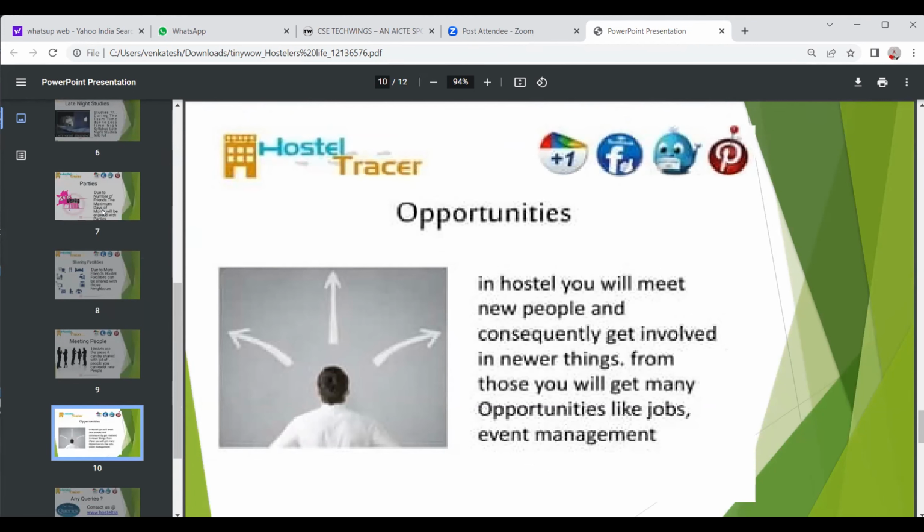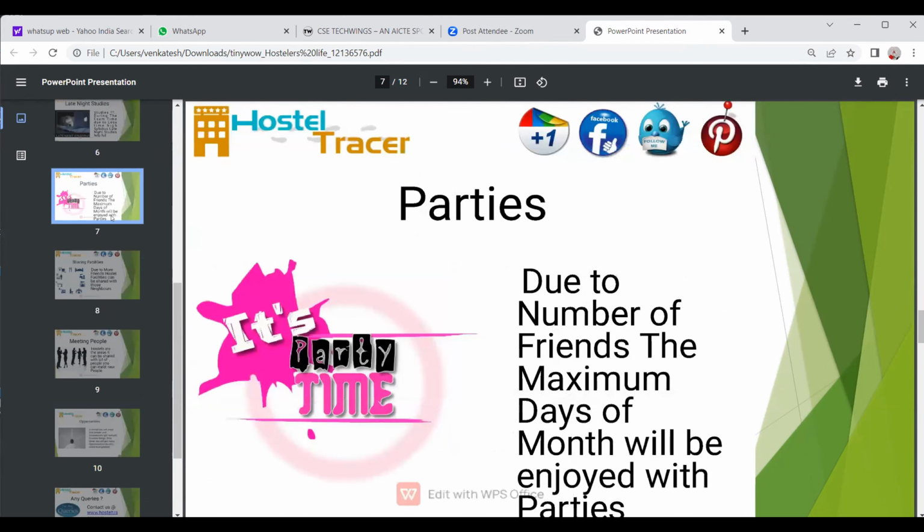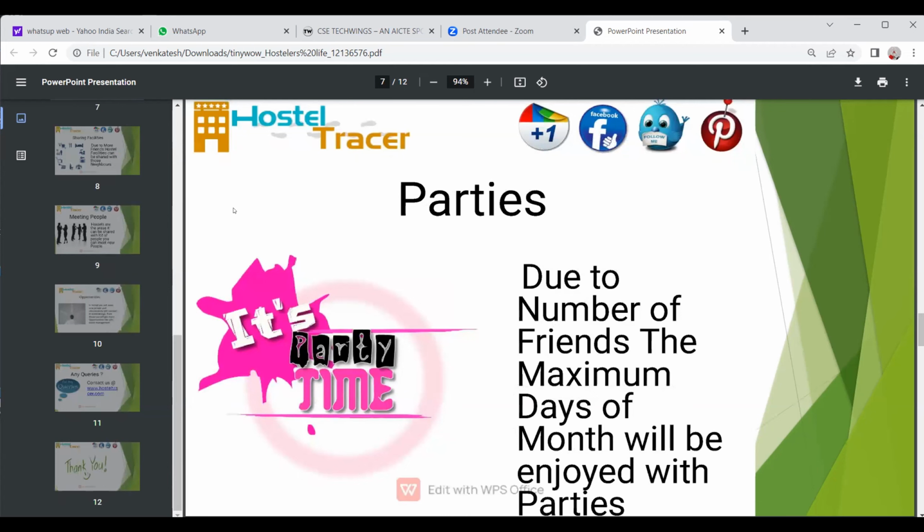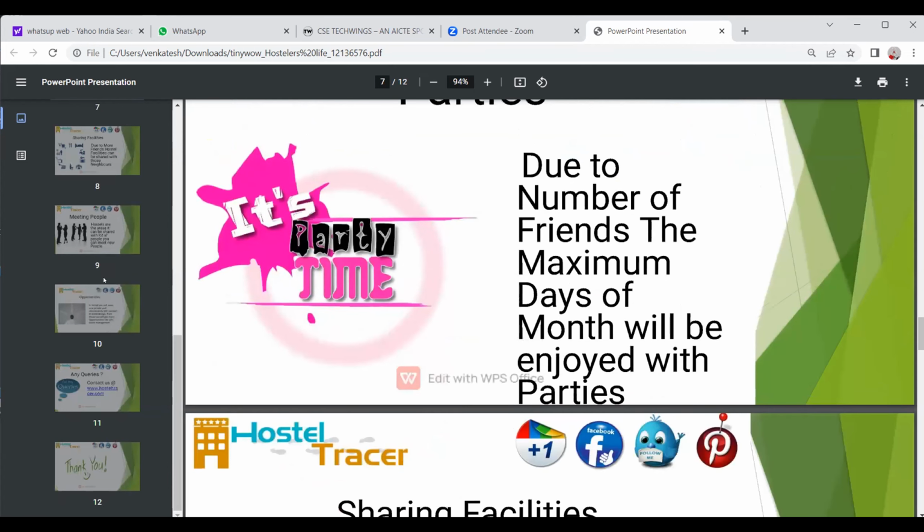And now I'd like to share the main important thing that everybody does in hostels. That main thing is parties. Due to the number of friends, most days of the month will be enjoyed with parties and everything with our friends. That means hostel life can help to habituate sharing as well as caring. Due to having more friends, hostel facilities can be shared with neighbors.